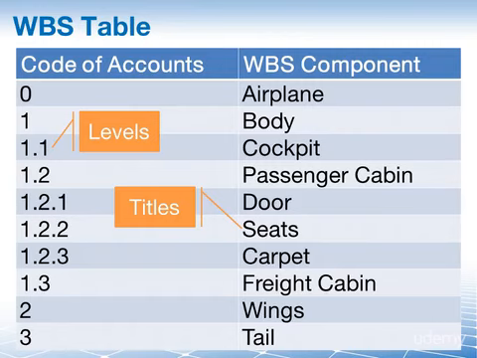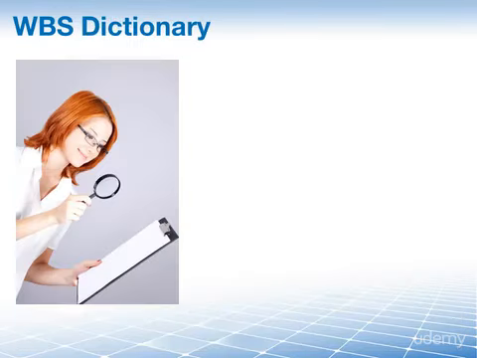So where is all that detail defined? This detail is in the WBS dictionary. And this WBS dictionary provides detailed deliverable, activity, and scheduling information about each component in the work breakdown structure.